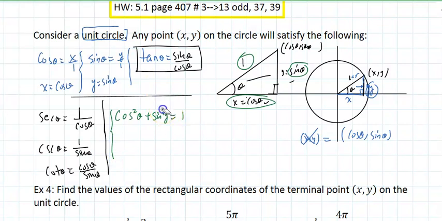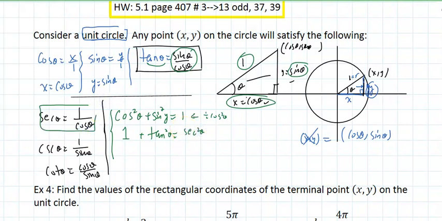And if I divide each of those by cosine squared of theta, cosine squared of theta divided by cosine squared of theta is a 1. Sine squared over cosine squared, well, sine over cosine is tangent, so sine squared over cosine squared would be tangent squared of theta. And 1 over cosine squared would be the secant squared of theta.